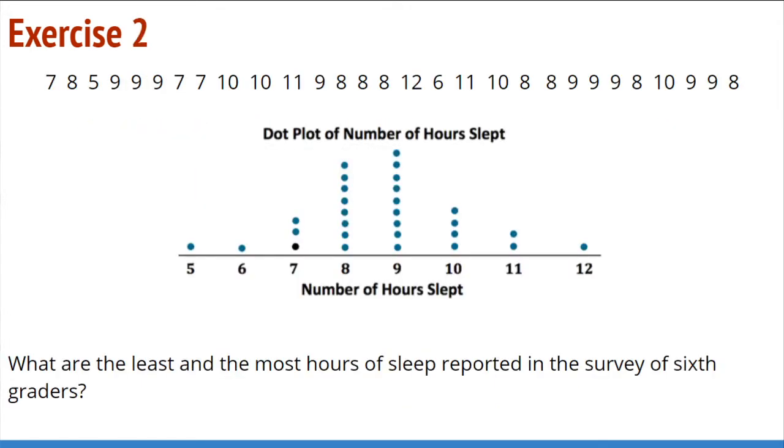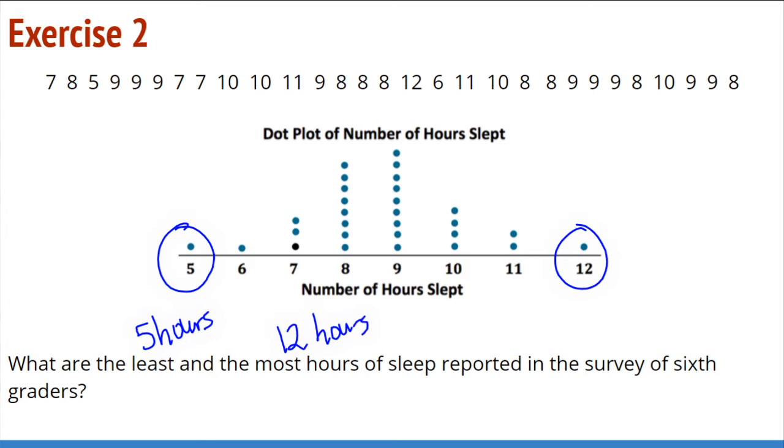All right, so here is exercise 2, and you can see I've got a completed dot plot ready to use to answer the questions. And the question we're going to answer first is, what are the least and most hours of sleep reported in the survey of 6th graders? So now we're looking at kind of the spread of the data. And we can look and say that our least is 5 hours. And we can say that our most is 12 hours.